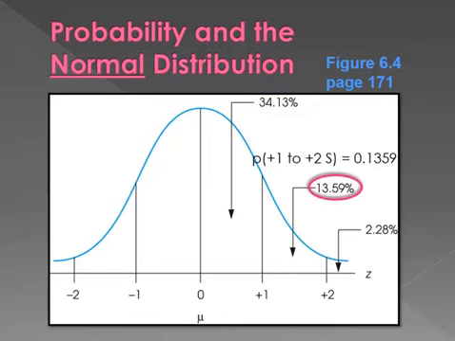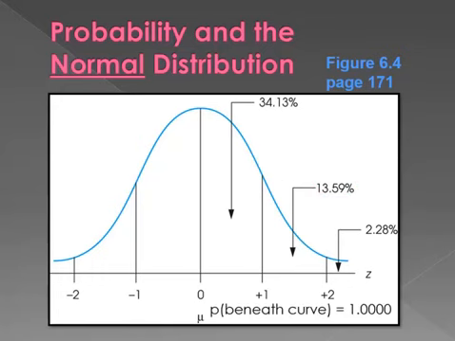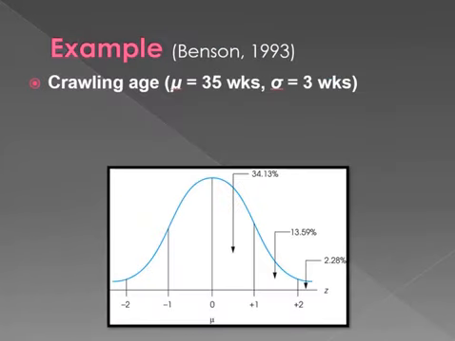0.3413, right? The probability of anything falling between 1 and 2 standard deviations of the mean would be 0.1359. And then the probability of everything beneath the curve is an even 1, right? 1.000, because every single one of our scores, 100% of all of our scores, falls within the entirety of the curve, right? So the probability in this case would be 1.000.